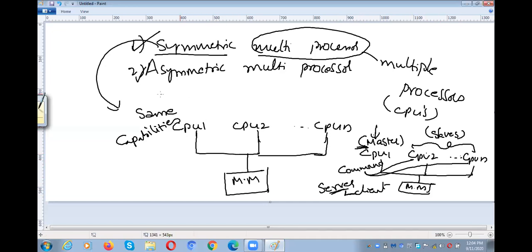The master will give the commands, the slaves need to do the job. But here in the case of symmetric multiprocessor, all the CPUs have the same capabilities, and all are equal. There is no master-slave or server-client mechanism, right?